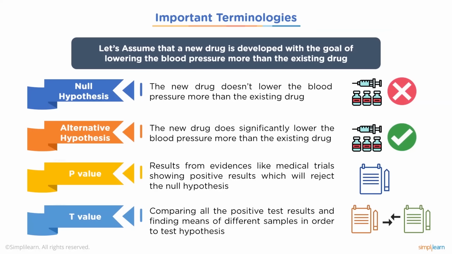The alternative hypothesis: the new drug does significantly lower the blood pressure more than the existing drug. Yay, we got a new drug out there. And that's our alternative hypothesis, or the H1 or HA. And we look at the p-value, results from the evidence like medical trials showing positive results which will reject the null hypothesis. And again, they're looking for a 0.05 or 5%. And the t-value, comparing all the positive test results and finding means of different samples in order to test the hypothesis. So this is specific to the test. What percentage of increase did they have?